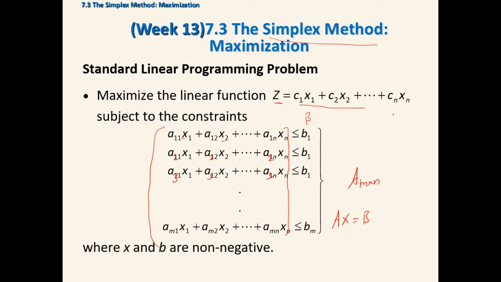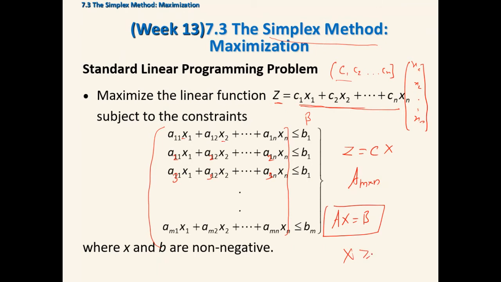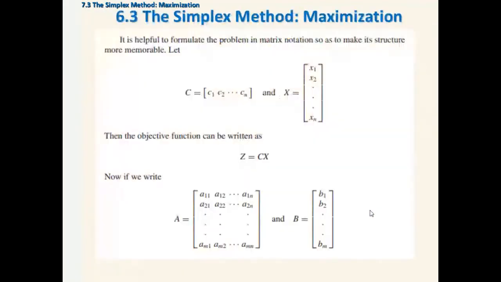And when you take c1, c2, cn as a row vector, and x1, x2 up to xn as a column vector, this is the row vector, and this is the column vector. When you multiply these two, you'll get a single element. So everything now looks like c times x, and this is Ax equals b, and x is greater than or equal to 0, the last condition, non-negative. Isn't it? So when we write in this form, this is called the matrix form of linear programming problems.